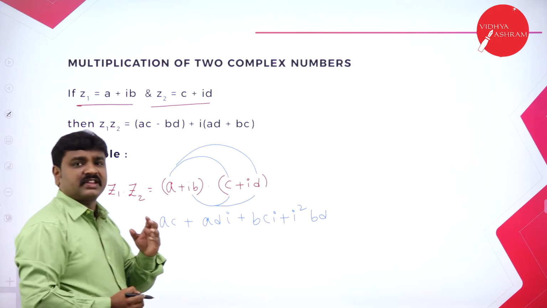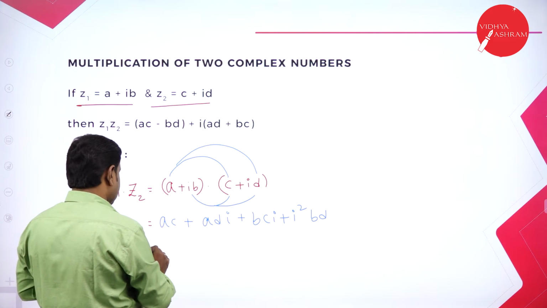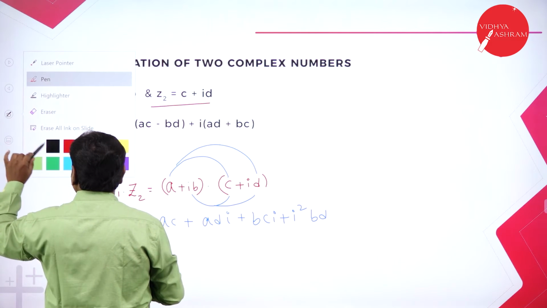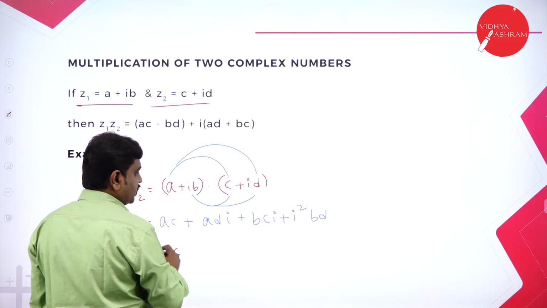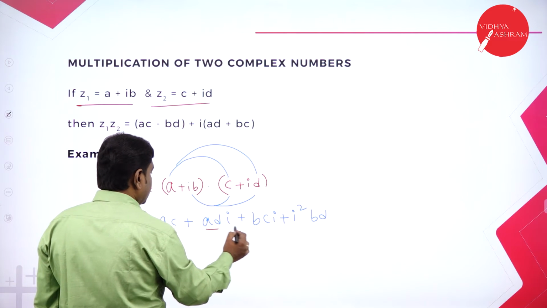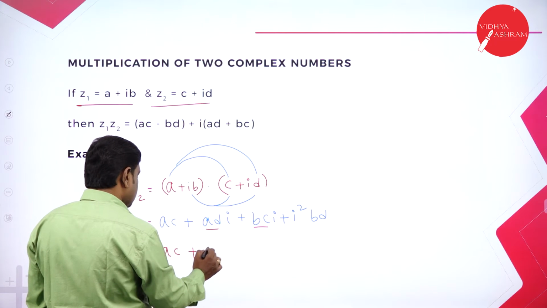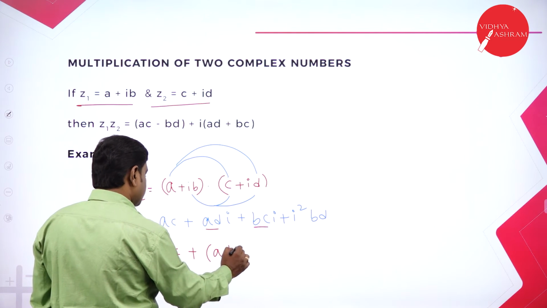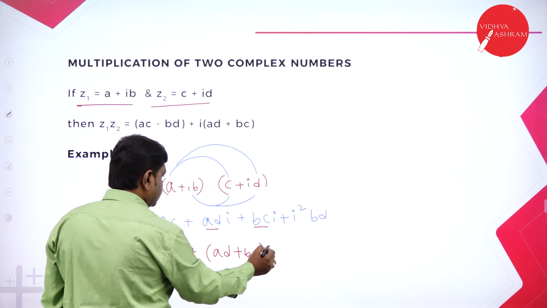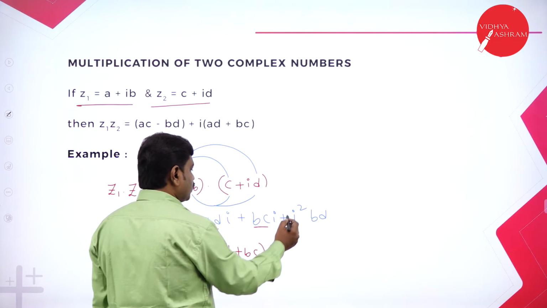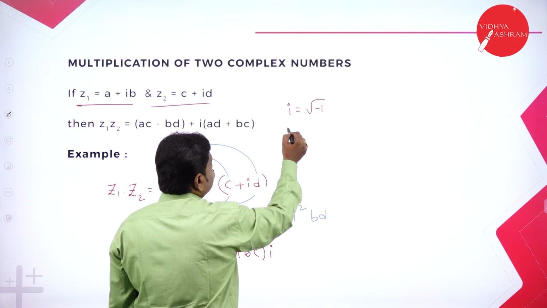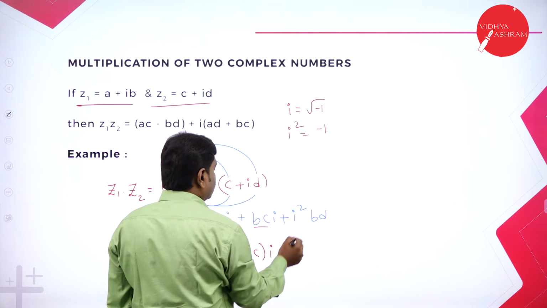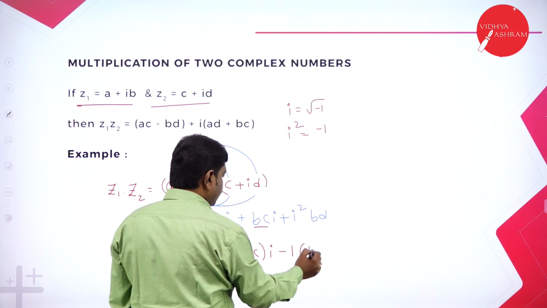Now I'll simplify this. I'll take non-i terms ac we have, and ad and bc I can take common. So ad plus bc into i I will take. So now bd into i square. See, remember i is root of minus 1. i square is minus 1. So it will become minus 1 into bd.